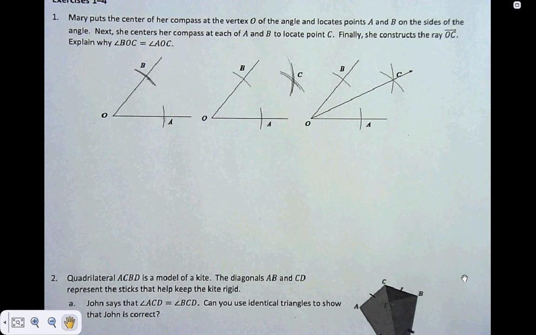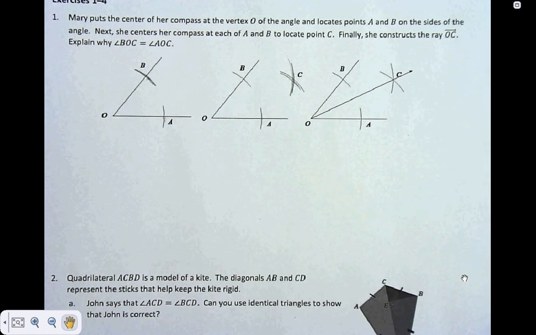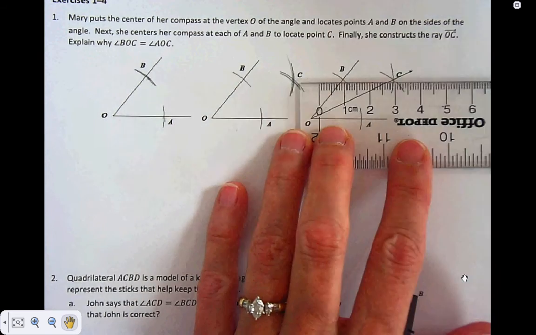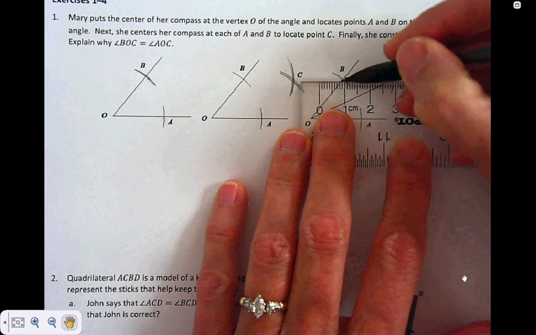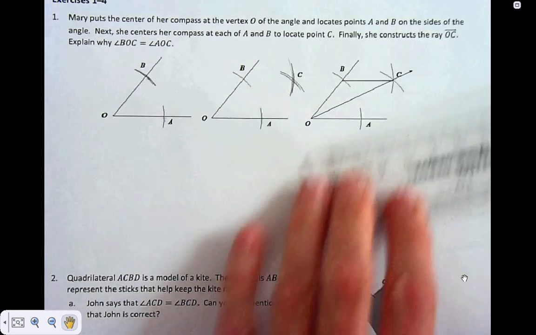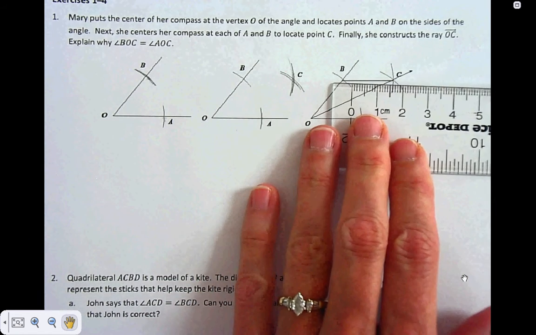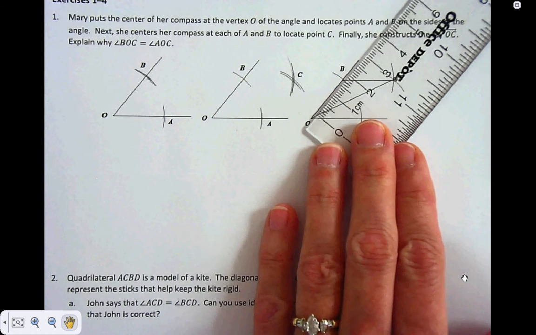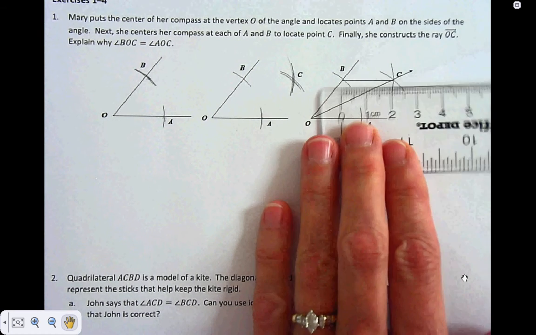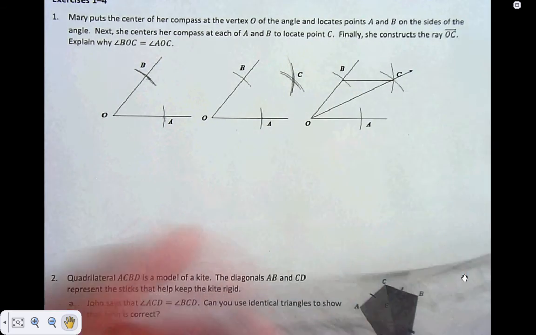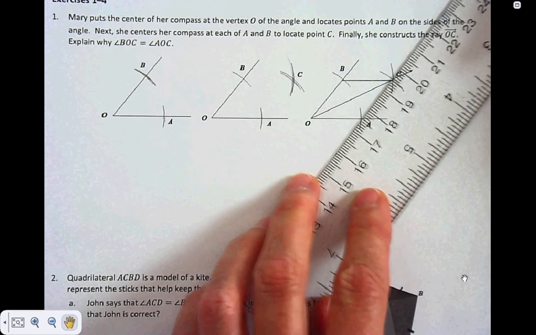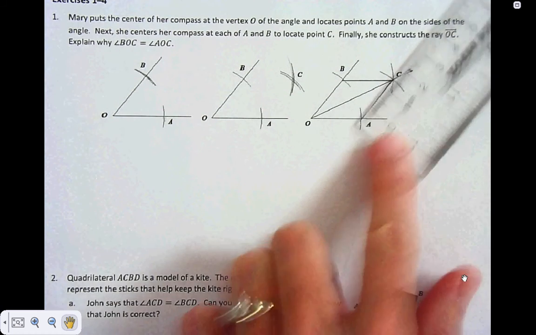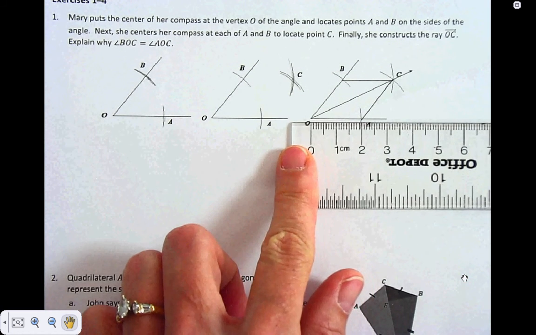So now we want to explain why BOC is equal to AOC. Well, if you think about it, if we drew a line from BC, then this line would actually be the same, because we said that the compass length wasn't changed at all. Then that means that this length OB is the same as the length BC. And also, if we draw a line segment that connects AC, then that line segment AC is also equal to OA.